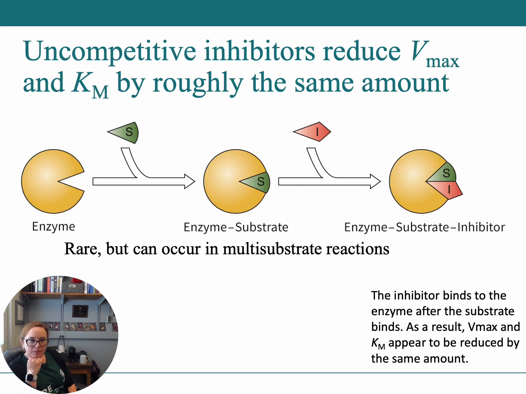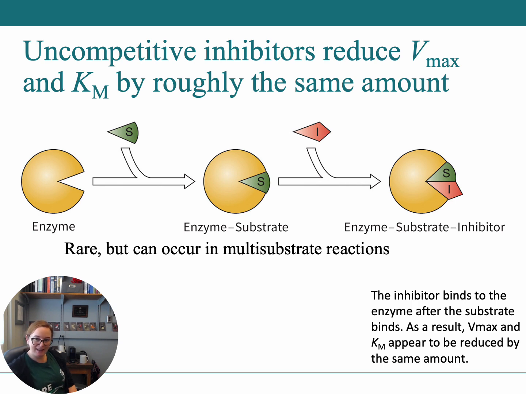So uncompetitive inhibition, this is a slightly different order than it was covered in the original videos that are posted on Brightspace. Uncompetitive inhibition, this is where your inhibitor will bind to the enzyme after the substrate has already bound. This is somewhat rare, but it does occur in some multi-substrate reactions. And the effect of this is that it is observed to reduce the Vmax and Km both by roughly the same amount. Okay, so the key here is binding after the substrate binds.